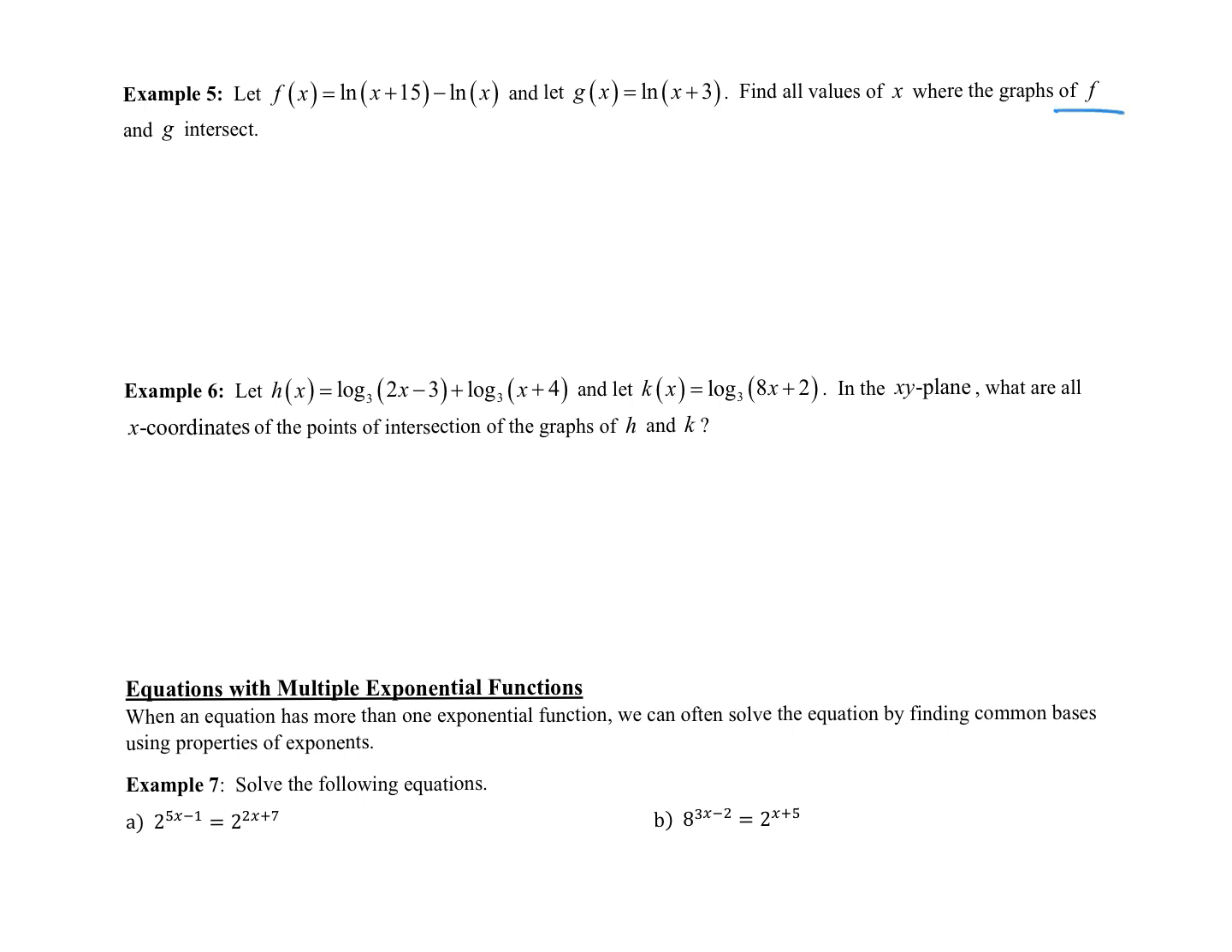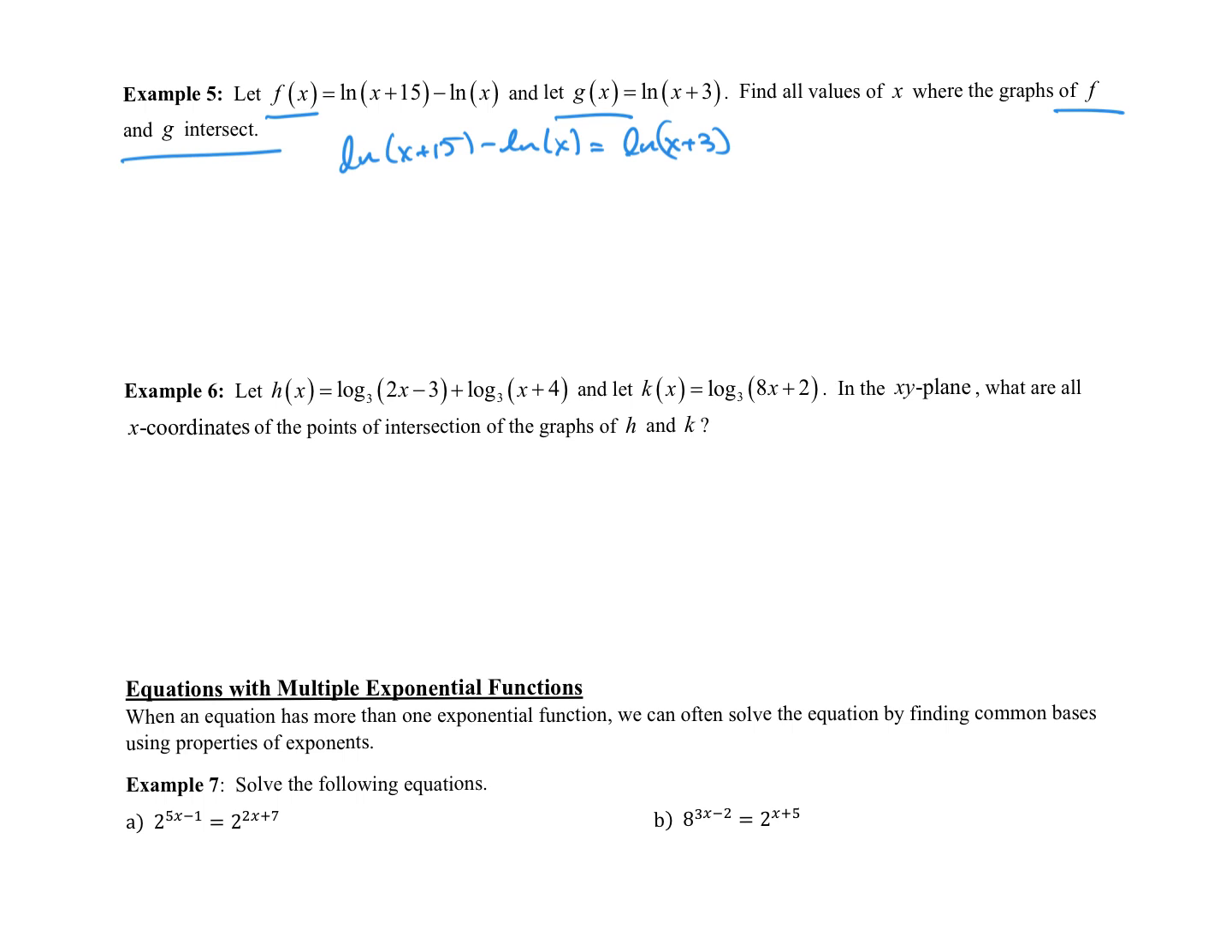All right, so when do things intersect? When they cross, right? And how do we figure out where they cross? We set them equal. So we're going to set f of x equal to g of x. So now we have natural log of the quantity x plus 15 minus natural log of x is equal to natural log of x plus 3.